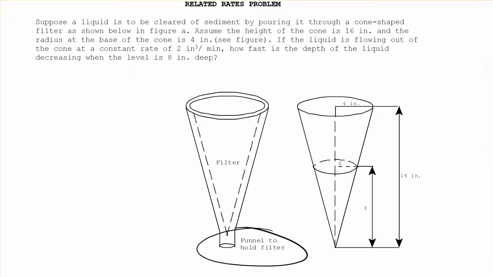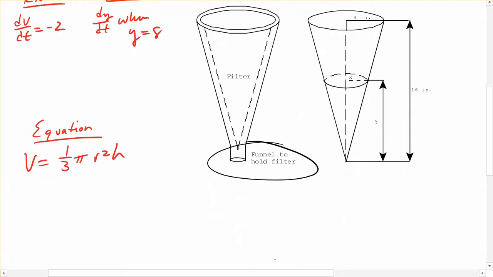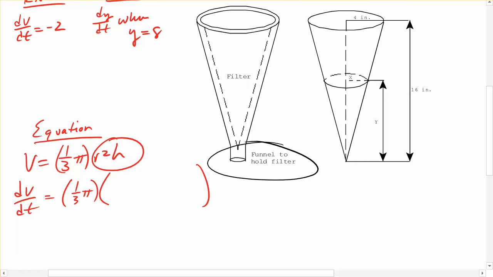No. Now you have to differentiate, right? Just to help you guys out here, you must use the product rule. This is just a constant, right? So dV/dt is going to be equal to 1/3 pi times the derivative of this thing. You need to use the product rule on that. So it's going to be 2r dr/dt times h plus r squared dh/dt.